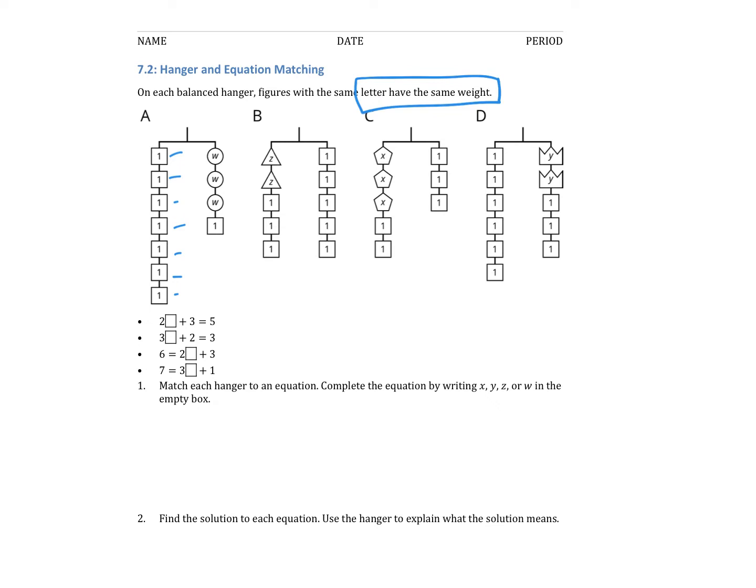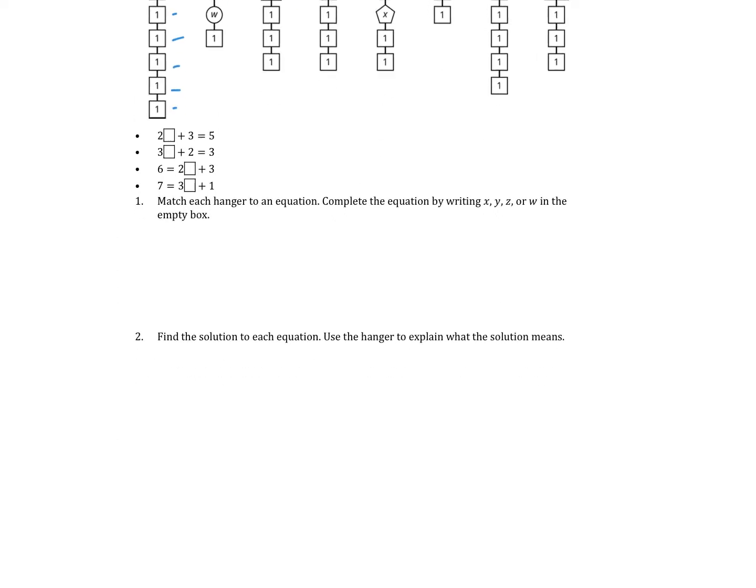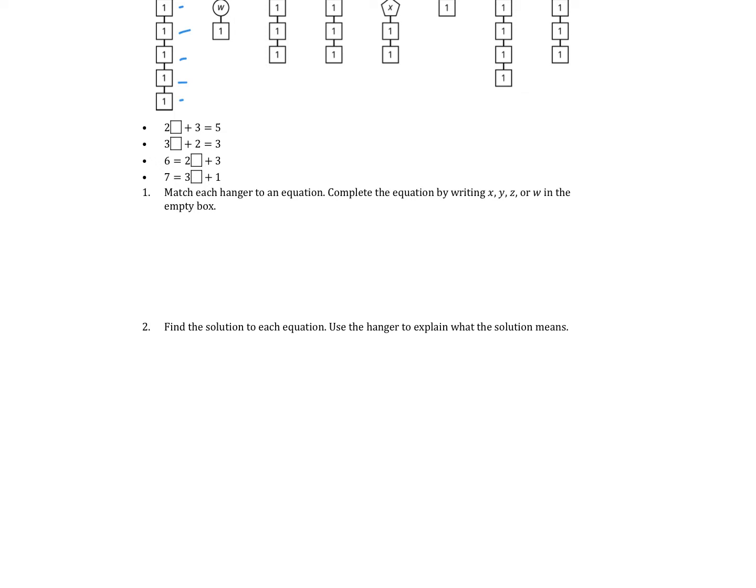So for this activity, you're going to first match each hanger to an equation and then complete the equation by writing X, Y, Z, or W in the empty box. And then you're going to find the solution to each equation. Make sure you use the hanger to explain what the solution means. So go ahead, pause the video, and work on those 2 questions.